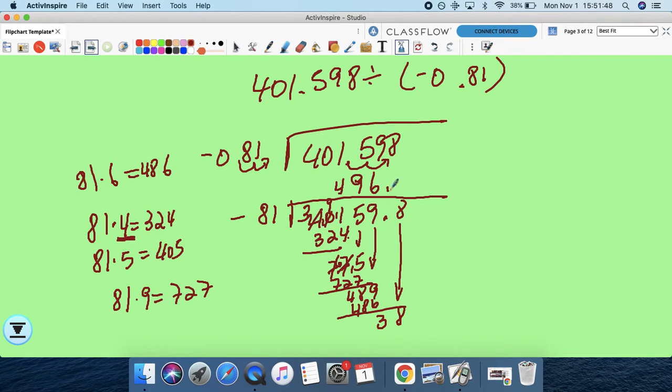Let's put a decimal up here so we don't forget. Can 81 go into 38? No, we cannot, so we're going to put a 0. Then we're going to add a 0 here and bring that down. Can 81 go into 380? Yeah, let's see, 380.